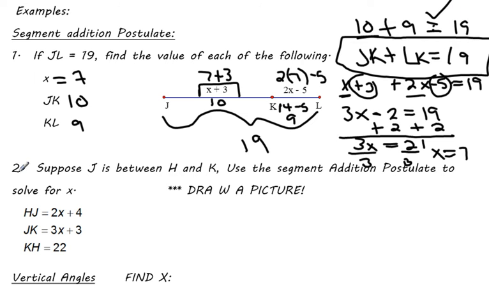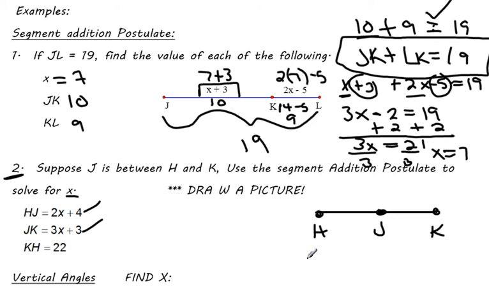Okay, so I want you to try number 2. Draw a picture and solve for x. And then once you find x, go ahead and find HJ and JK. Pause the video and see if you get what I get.